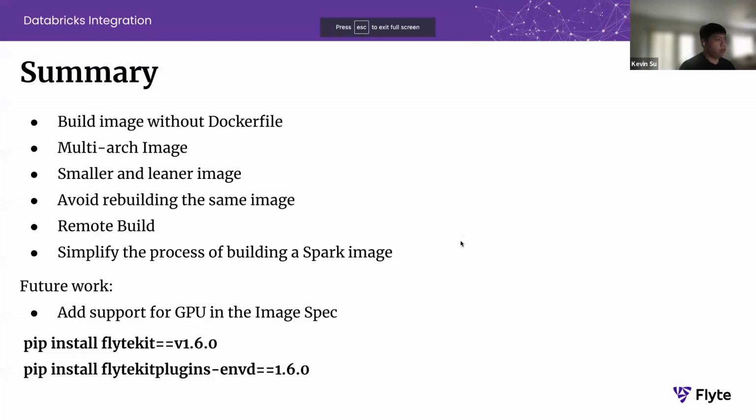So by using ImageSpec, you support the remote build, and you also simplify the process of building the Spark image by using a base Spark image in Flyte. And in the future, we would like to support the GPU ImageSpec. For now, the image doesn't have the CUDA driver, so you can use this image to train the model, but we will support it in the next release. And feel free to give it a try by installing flytekit and flytekit-plugin-envd 1.6.